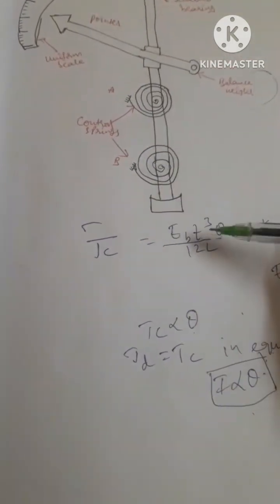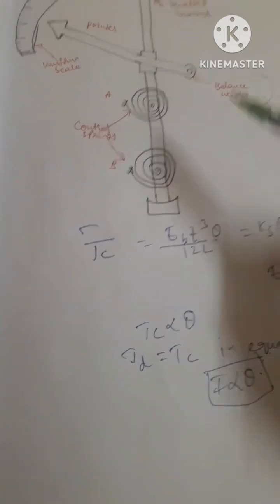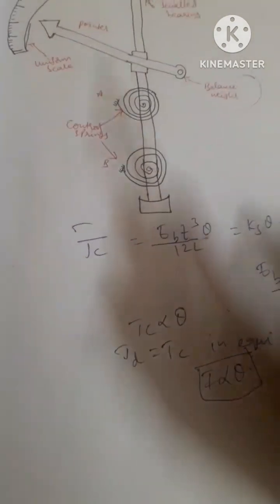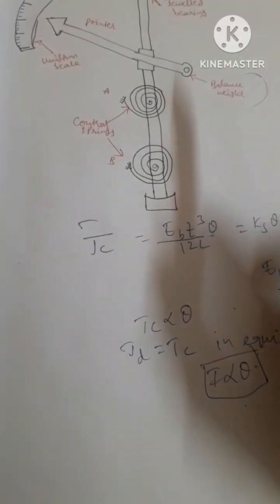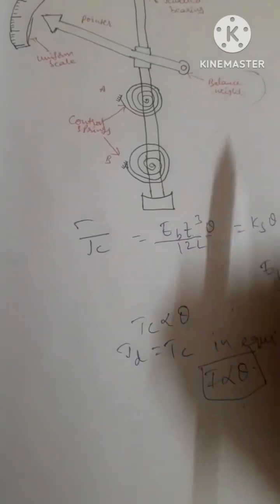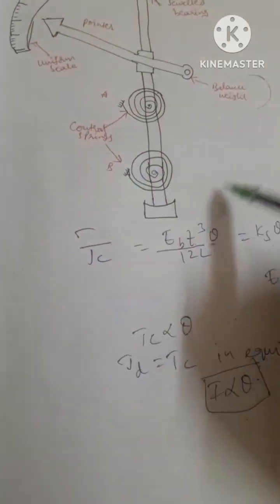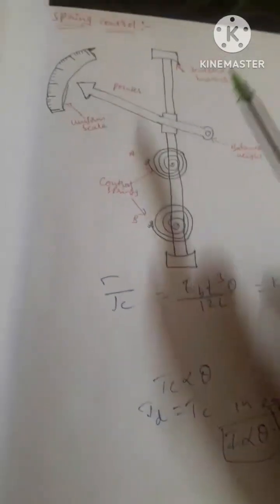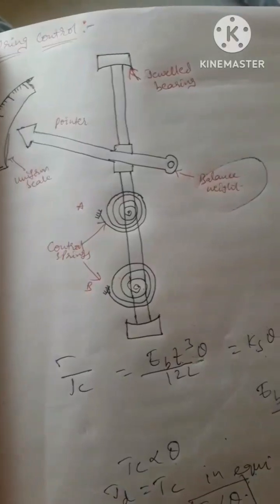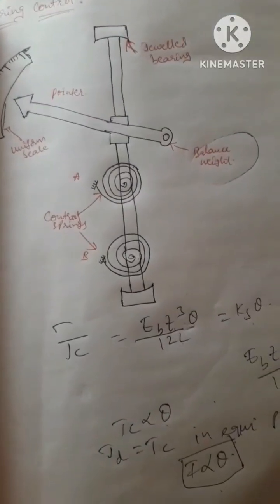When the current is removed, due to the spring force the pointer comes back to the initial position. The spring control is very popular and is used in almost all instruments. So this is about the spring control and gravity control in the controlling system. In the next video we will see about the damping system.